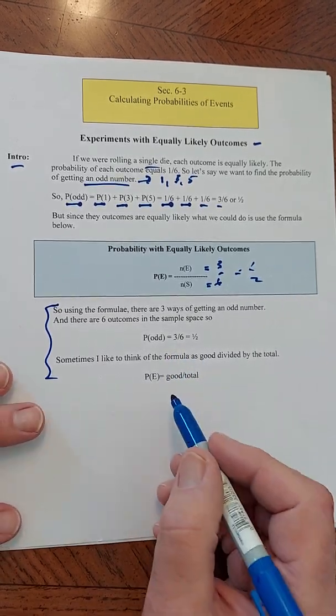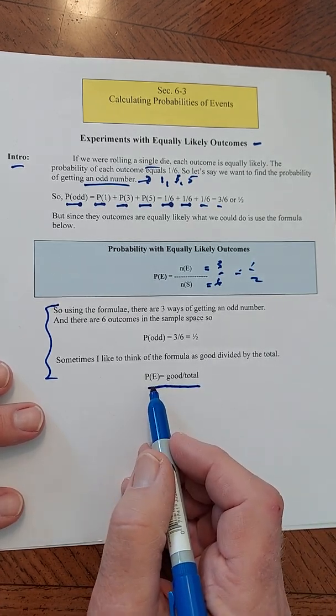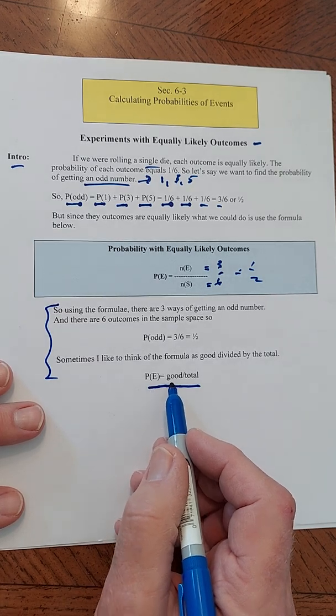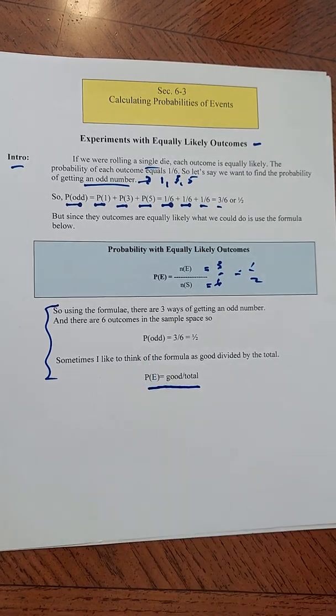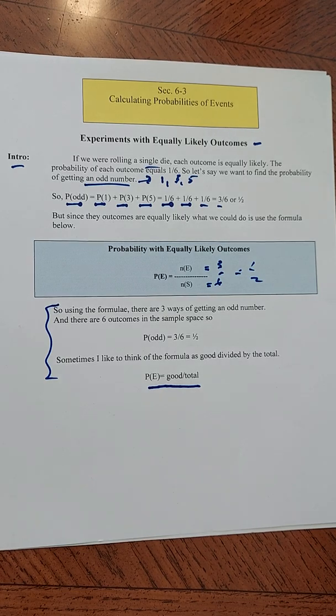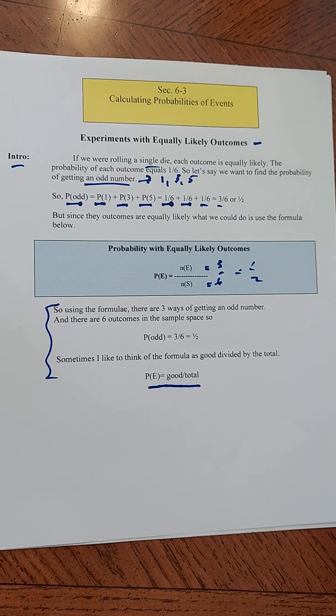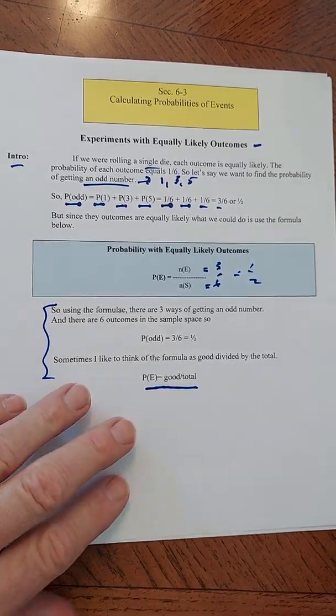And a lot of times I keep going back to this: the probability of an event is really the number of the good things that could happen out of the total. When I said odd, getting a 1 was good because it was odd. Getting a 3 was good, it was odd. And getting a 5 was good because it was odd. So things like 2, 4, and 6 would be bad things. So the number good was 3 out of the total, which of course is 6. I want you to start thinking this way. That's what this section is about.